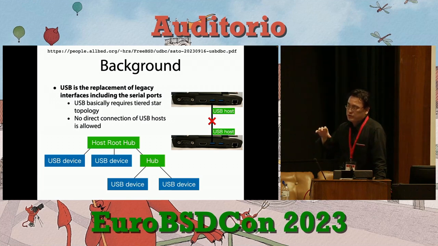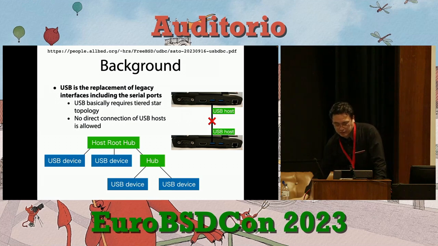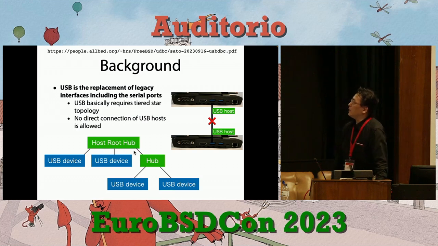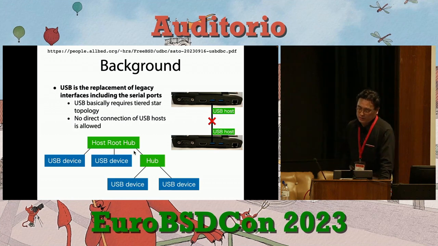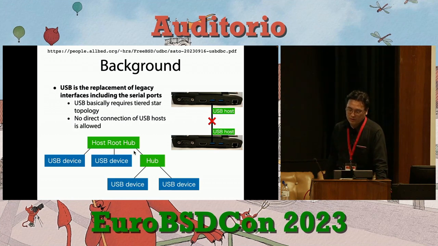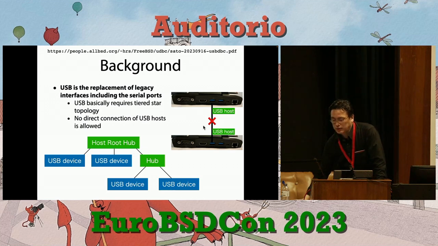And you can add a USB hub and connect it to the root hub, and USB devices can be added under the hub. But in this topology, a USB device to USB device connection never happens. Always the USB device is connected to a hub. That is the limitation or structure that USB has, the so-called tiered star topology. So we cannot get the direct connection like this.